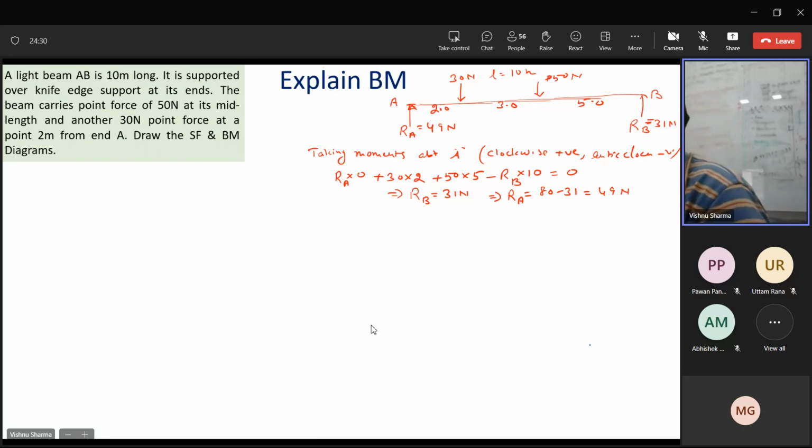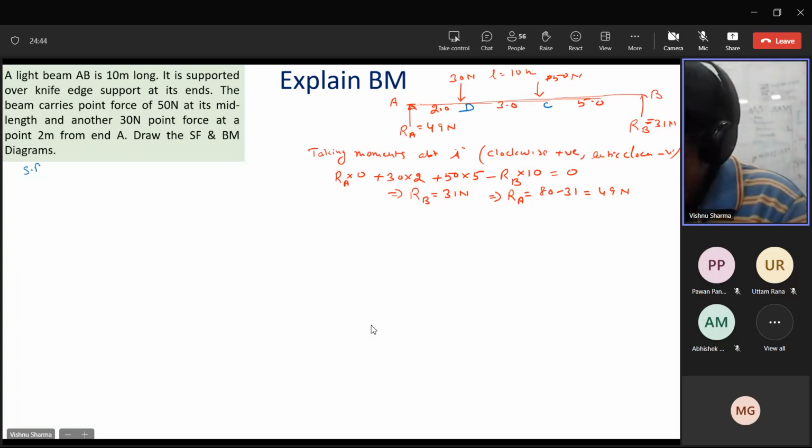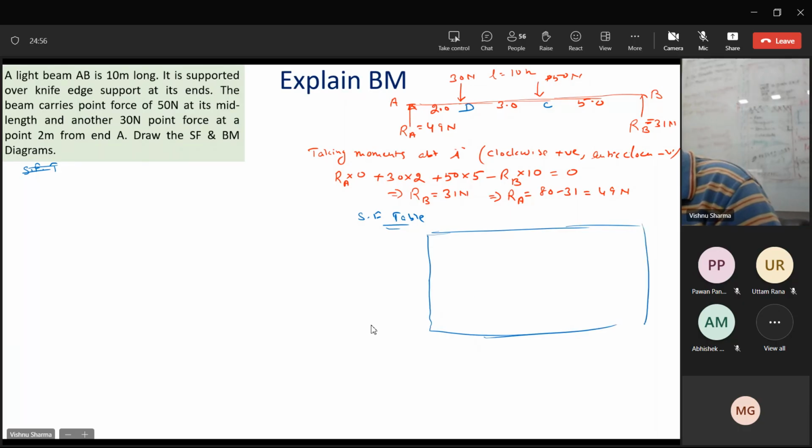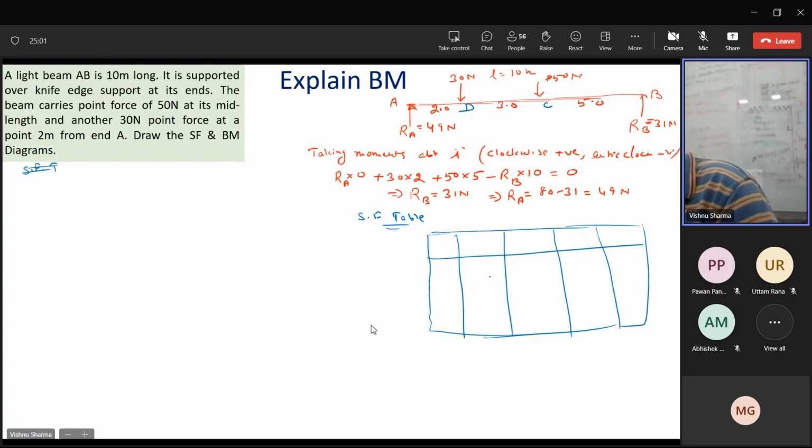Based on these conditions, we have point A, B, and the 2 point forces. We can call them C and D. Now, having identified the 4 points for which I need to make the shearing force table, I make the SF table here. SF table for 4 points. One, two, three, 4 points.